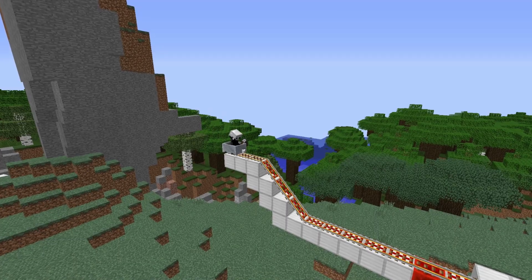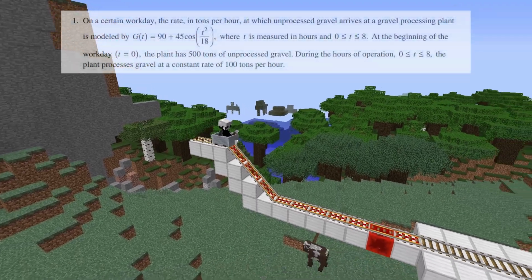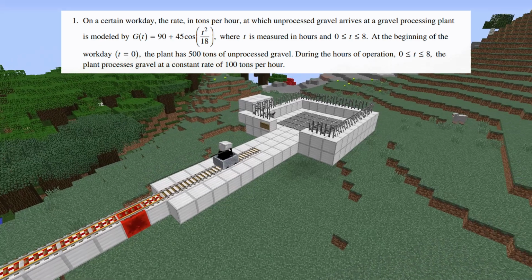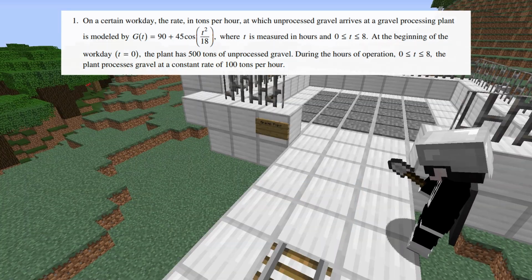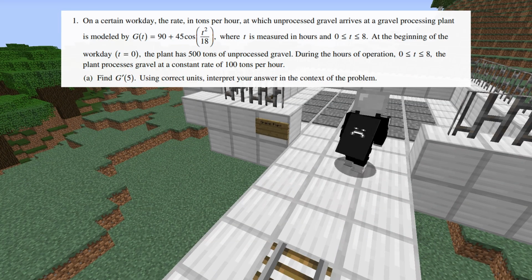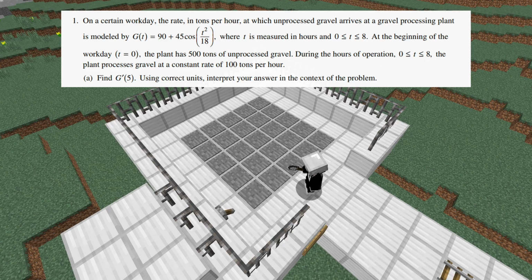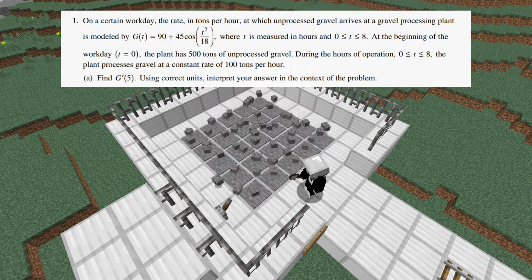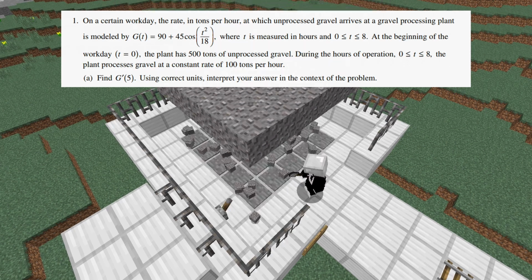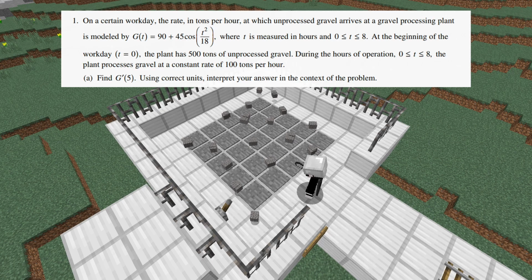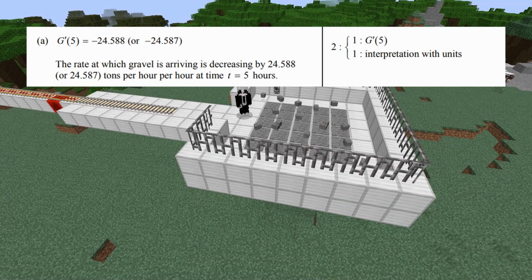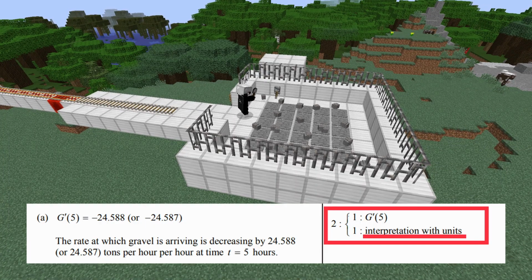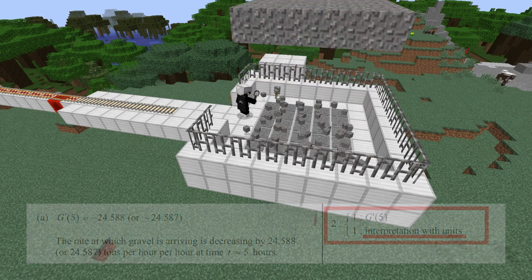Here are some examples where units were important. On the 2013 AP Calculus exam, question 1 was dealing with the rate at which unprocessed gravel arrived at a processing plant. Part A asked students to find the derivative of the function at 5 hours, and used the correct units with interpretation. In this case, the units were tons per hour squared. When viewing the scoring guidelines, 1 point is awarded for the correct units and interpretations.